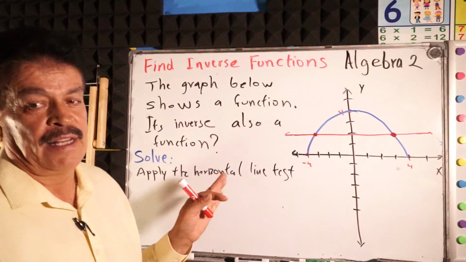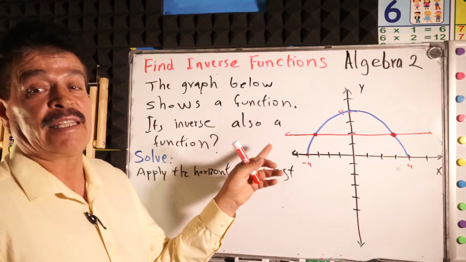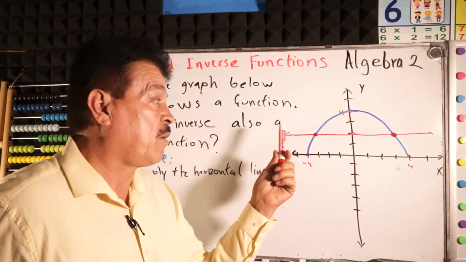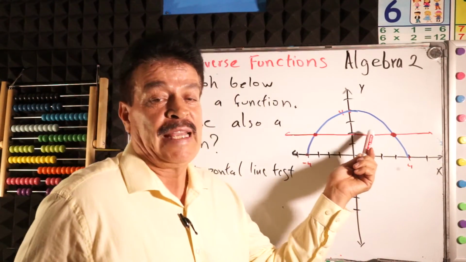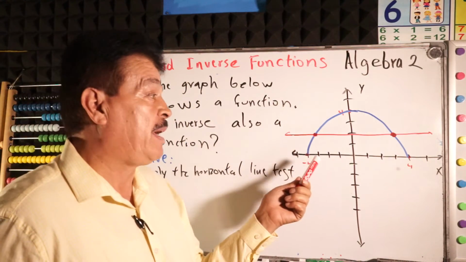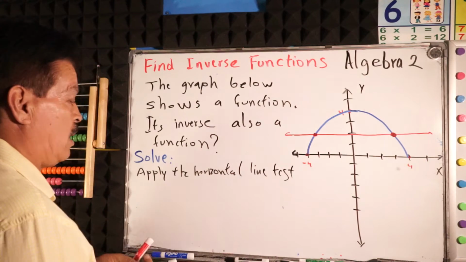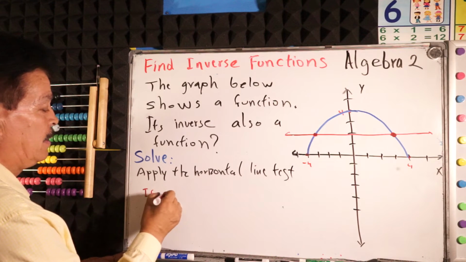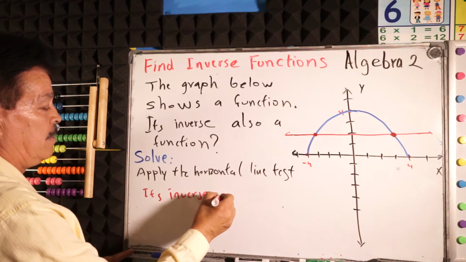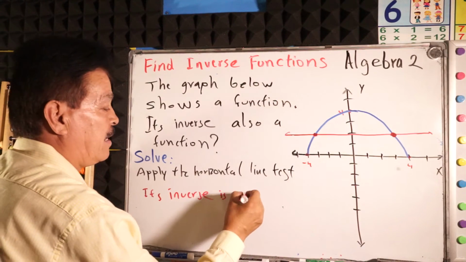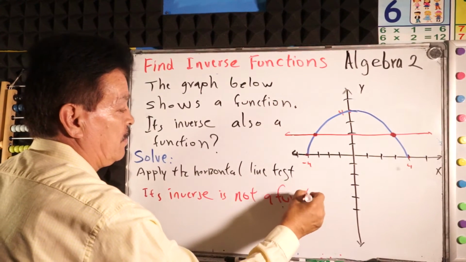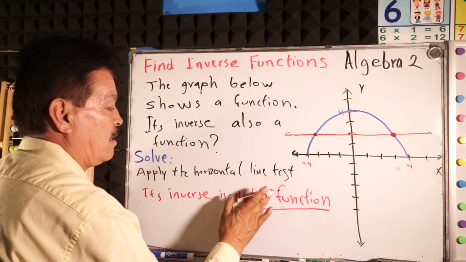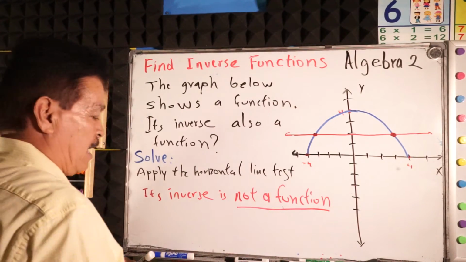So since the horizontal line intersects the function in more than 1 point, its inverse is not a function. This is the answer.